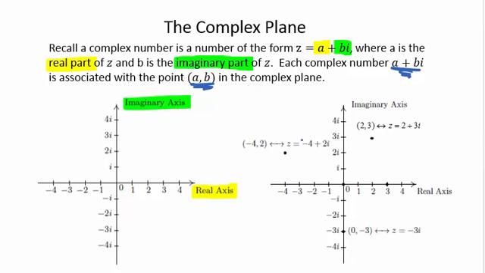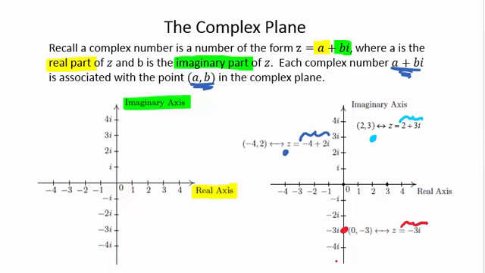For example, the complex number -4 plus 2i would be associated with a point that's 4 units to the left and 2 units up. The complex number 2 plus 3i would be 2 units to the right and 3 units up. While the complex number -3i, that does not have a real component, would not be to the left or the right. It would be just 3 units down on the imaginary axis.